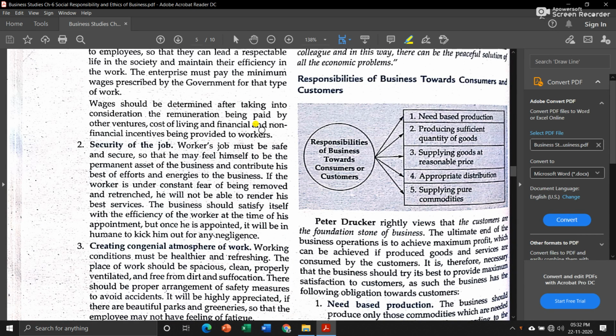Hello everyone. In our previous session, we have seen what kind of responsibilities a business has towards its owners as well as workers or employees. Now, in this session, we will cover what other responsibilities a business has towards consumers and other interested parties. Today we will first talk about responsibilities of business towards consumers and customers.